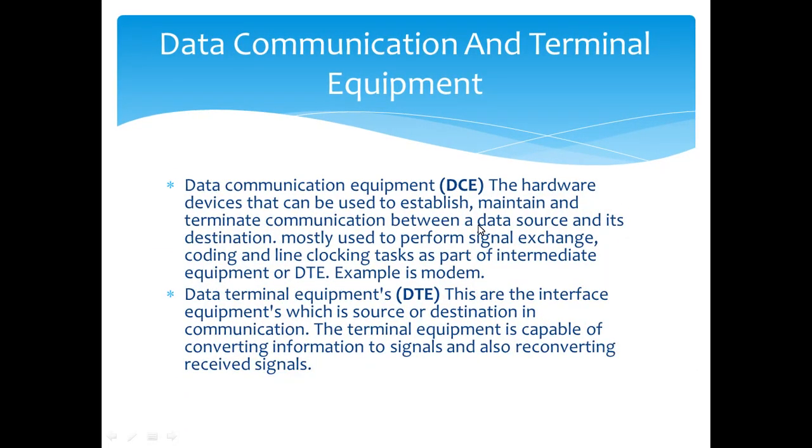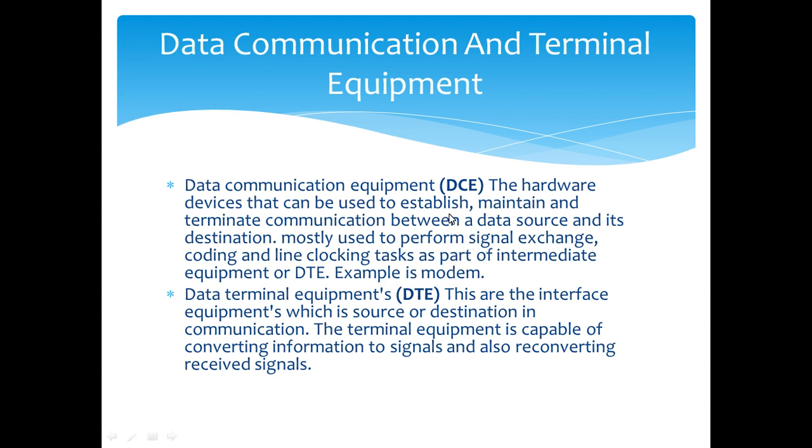We'll move on to data communication and terminal equipment. The first equipment is the DCE, data communication equipment. These are hardware devices used to establish, maintain, and terminate communication between a data source and its destination, mostly used to perform signal exchange, coding, and line clocking tasks as part of intermediate equipment or DTE. An example is a modem.